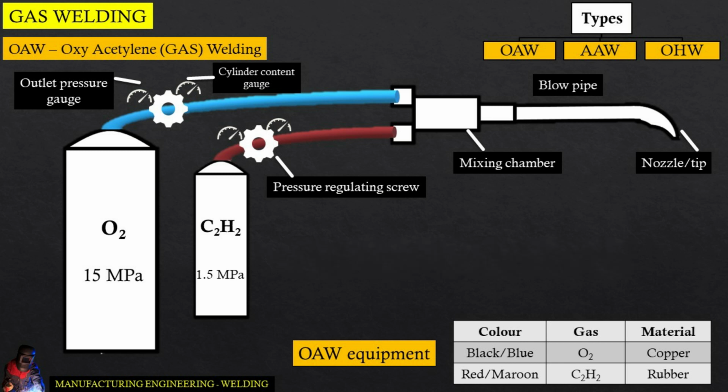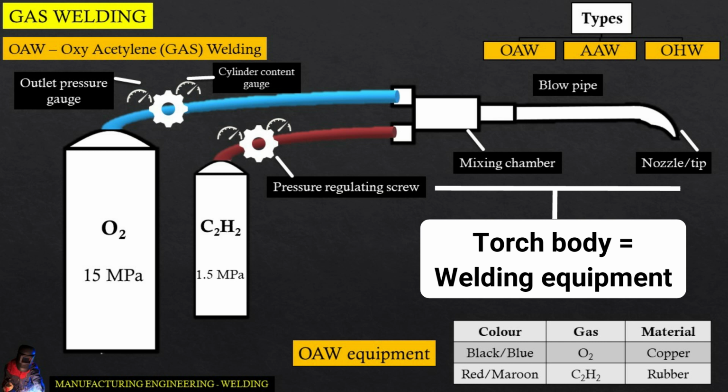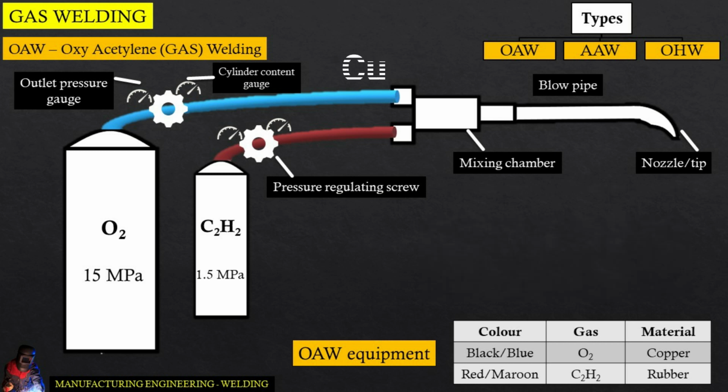To connect the oxygen cylinder to the torch body, which is the equipment for welding, copper hoses will be used because of their good strength and flexibility. But acetylene or C2H2 is highly reactive and can decompose copper, and hence copper is not used for making hoses or pathways for acetylene. Instead, rubber is used.